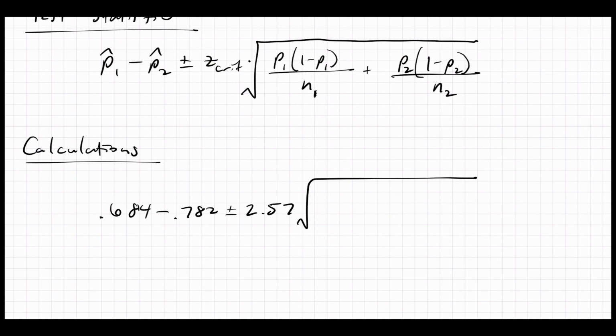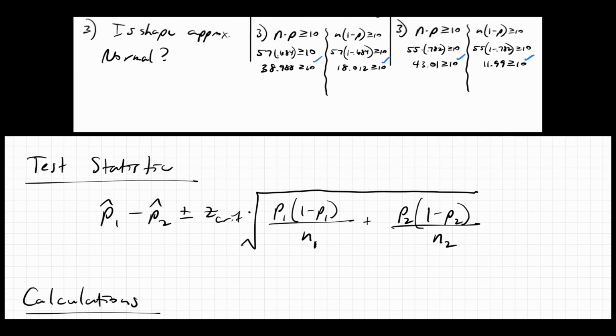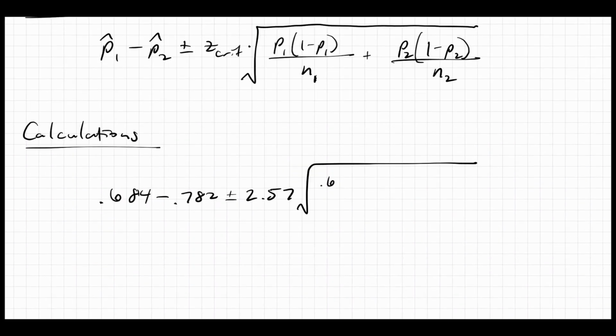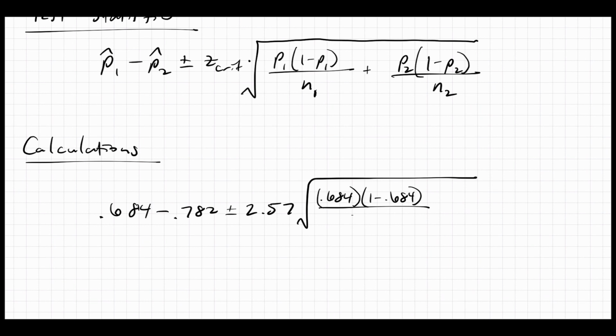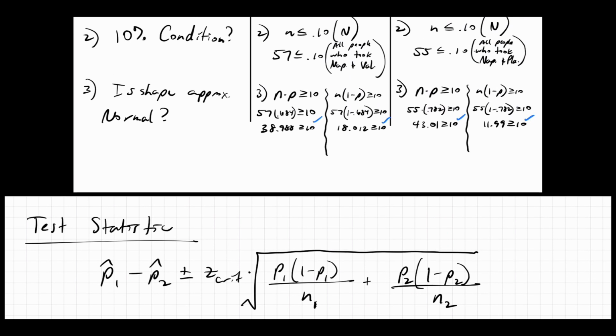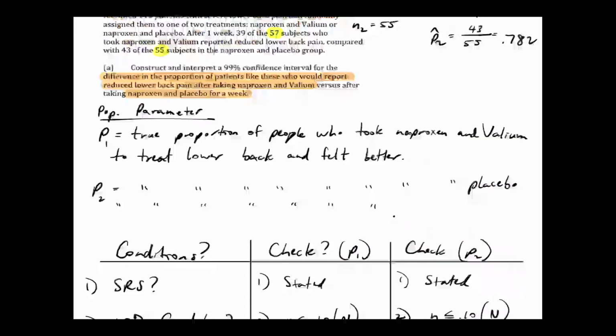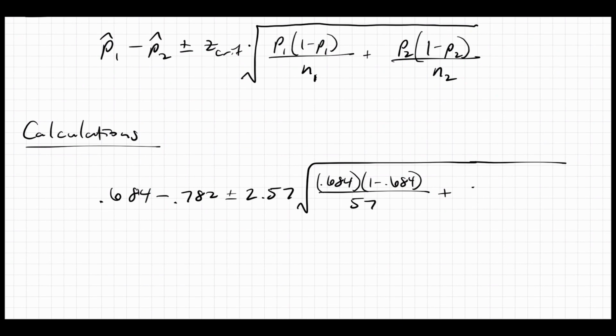Times, again, we don't have P1, but I do have P hat 1. So I'm going to use P hat 1, 0.684 times 1 minus 0.684 divided by N1. That's the number in the first sample, that's 57. Plus, let's see, P hat 2 was 0.782. So 0.782 times 1 minus 0.782 over 55.